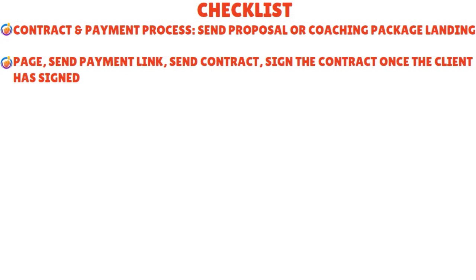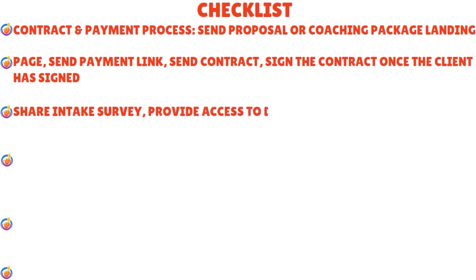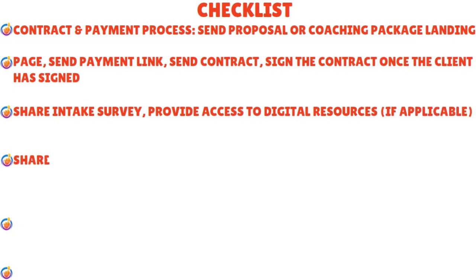So when we speak about contract and payment process, we have 4 main elements. So send proposal or coaching package landing page, send payment link, send contract, and sign the contract once the client has signed. That's the first item in the checklist. Next, you want to share an intake survey so that you have a clear idea what the client's expectations really are vis-a-vis you. Next, the third one, you want to provide access to digital resources if applicable.